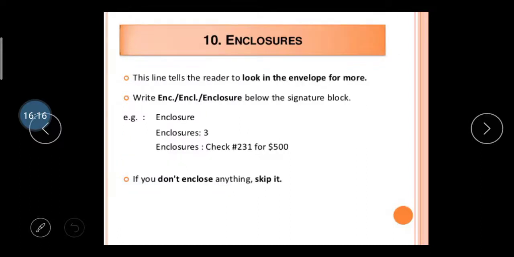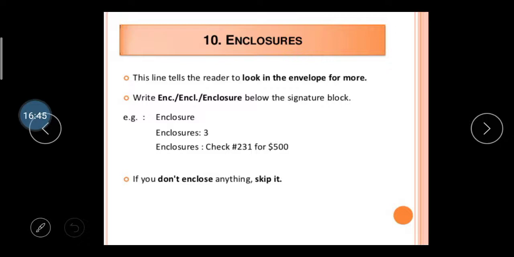Then enclosure. Whenever you enclose any document with your letter, at that time you have to consider the enclosure line. These lines tell the readers to look in the envelope for more. Okay. And whenever you write in your letter that I enclose these copies with the letter, the reader can have some idea that some other documents are also in the envelope.